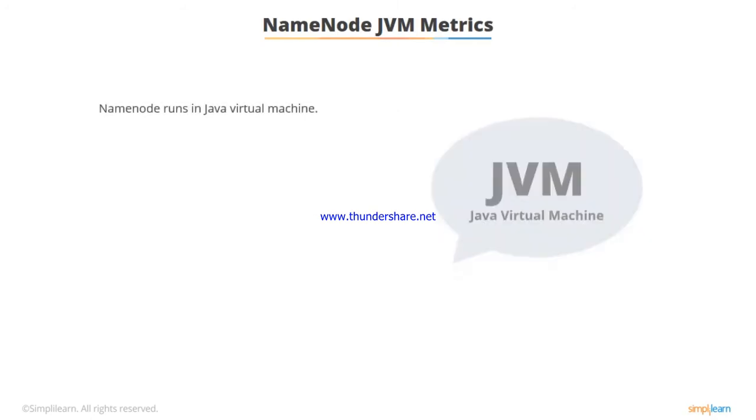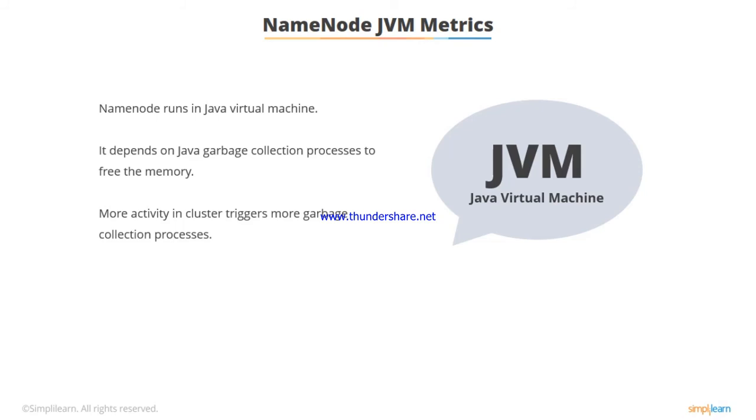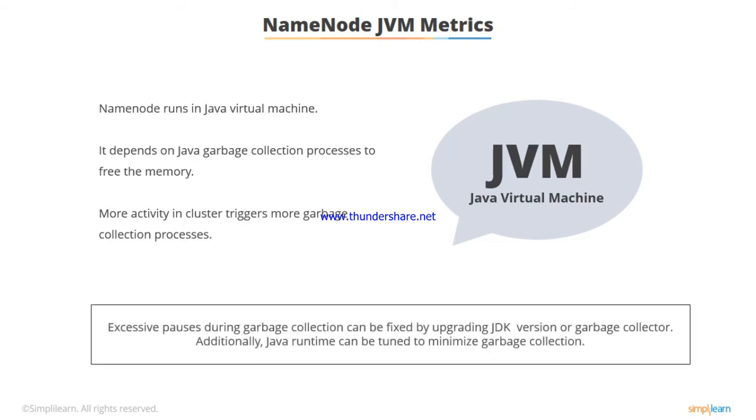Name node runs in a Java Virtual Machine. Therefore, it depends on Java garbage collection processes to free the memory. More activity in the cluster triggers more garbage collection processes. Note that excessive pauses during garbage collection can be fixed by upgrading the JDK version or garbage collector. Additionally, the Java runtime can be tuned to minimize garbage collection.